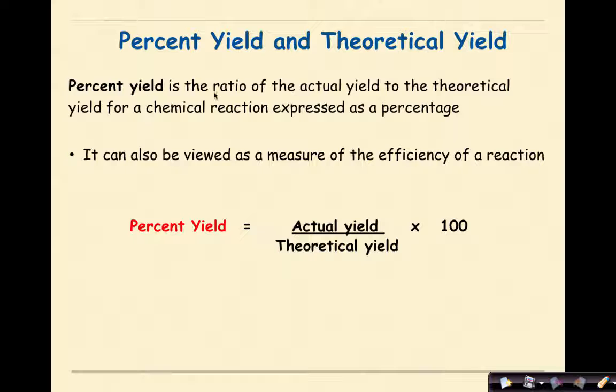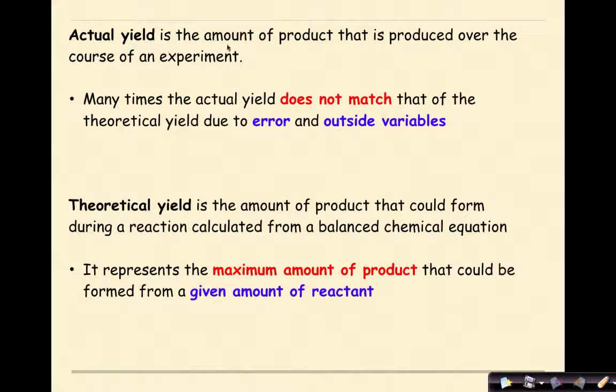Percent yield is the ratio of the actual yield to the theoretical yield for a chemical reaction expressed as a percentage. It can also be viewed as a measure of the efficiency of a reaction. So percent yield is going to be calculated by taking the actual yield, dividing it by the theoretical yield, times 100. Actual yield is the amount of product that is produced over the course of an experiment.